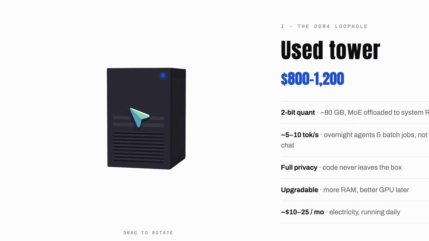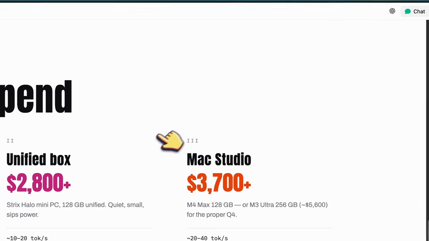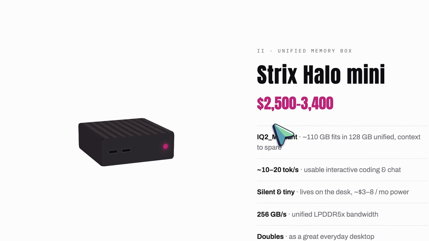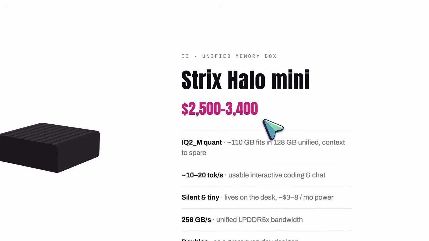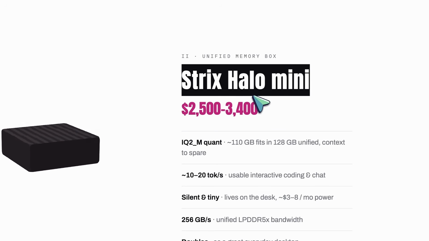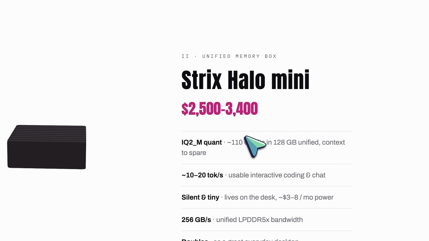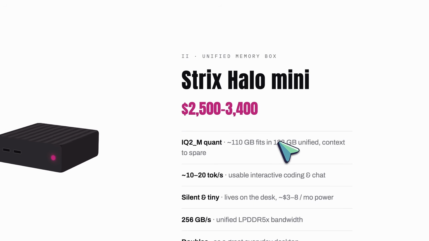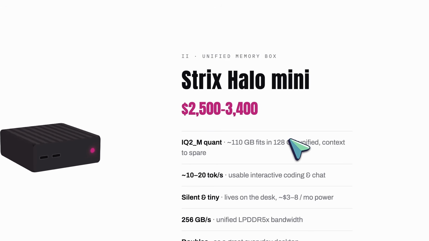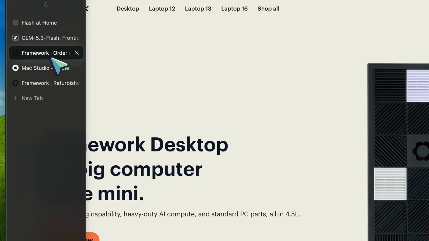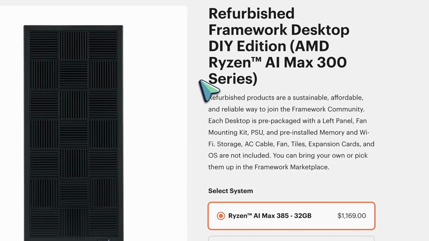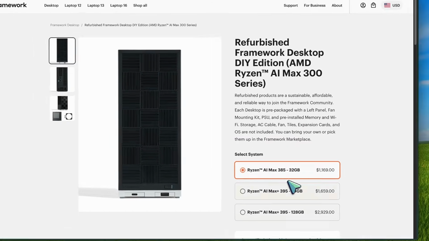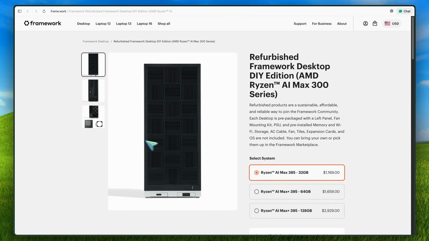The second path is a unified memory box at roughly $2,500 to $3,400. This is a Strix Halo mini PC, so a Ryzen AI Max+ 395 with 128 gigs of unified memory from Framework, GMK Tech, B-Link, Bosgame, and others. There were deals as low as around $1,500 earlier this year, but after the RAM spike, most 128 gig configs sit near $2,800 to $3,400.